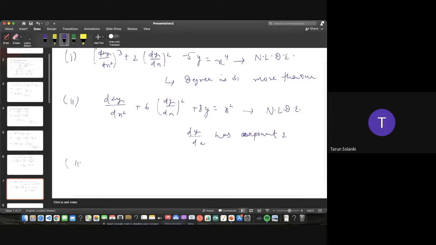Next, if we take more, like d²y/dx² + y = 0. So this is a linear differential equation of order 2 and the degree will be 1. Degree 1, right?